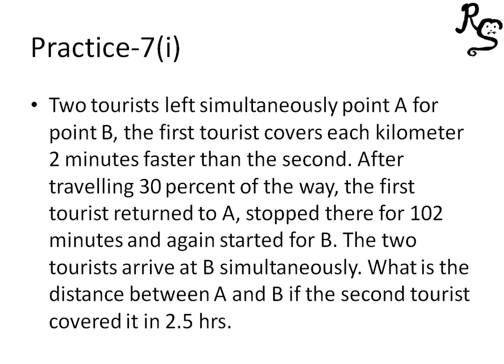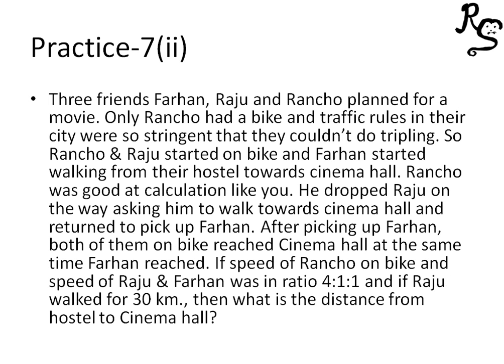Now there are two practice examples to understand this concept clearly. The first practice example: two tourists left simultaneously from point A for point B. The first tourist covers each kilometer 2 minutes faster than the second. After traveling 30% of the way, the first tourist returned to A, stopped there for 102 minutes, and again started for B. The two tourists arrive at B simultaneously. You have to tell what is the distance between A and B, if the second tourist covered the whole distance in 2.5 hours.